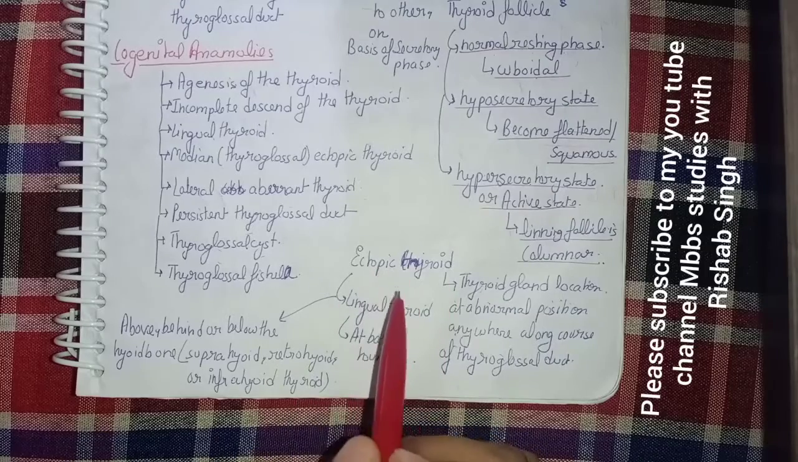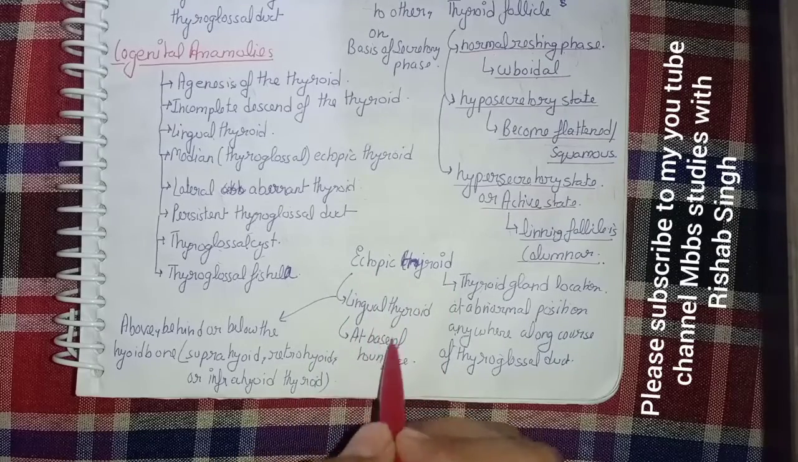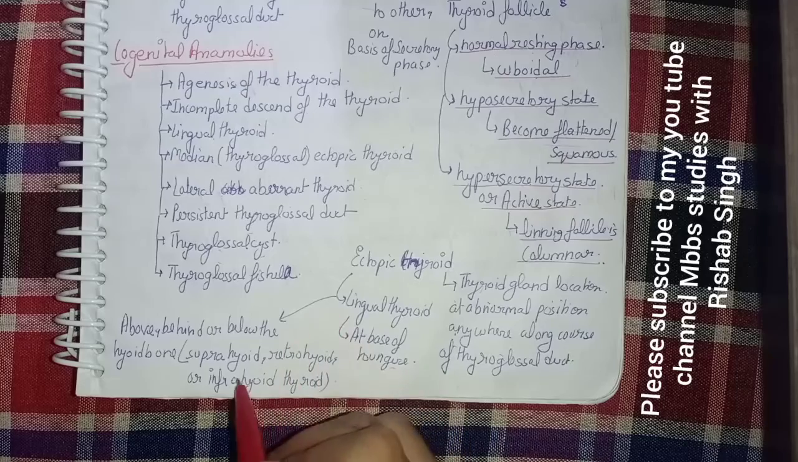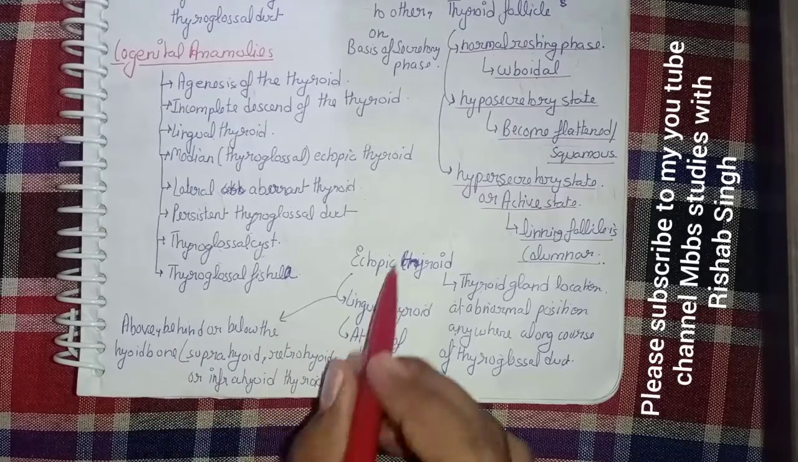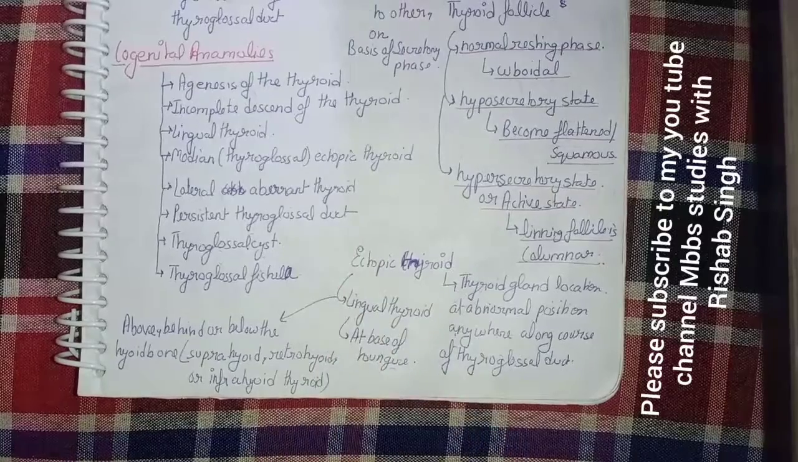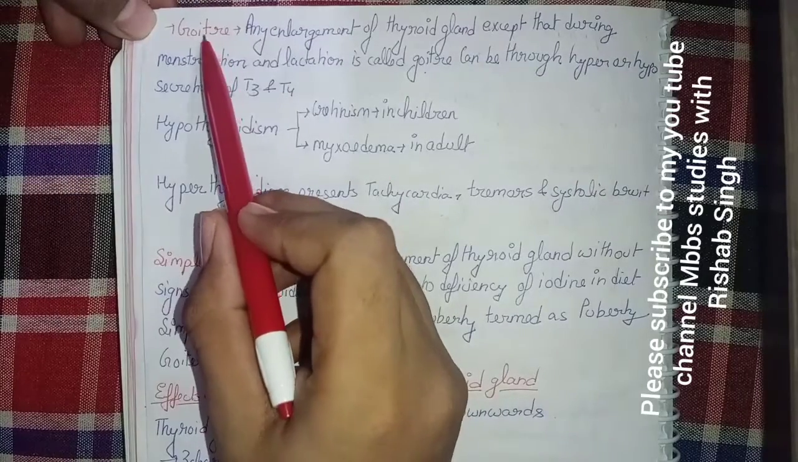It is of basically two main types: lingual thyroid, which is at the base of the tongue, or suprathyroid, retrothyroid, and infrathyroid, which is above, behind, or below the hyoid bone. So this is the ectopic thyroid. Now coming to some disorders related to the thyroid gland, like goiter.